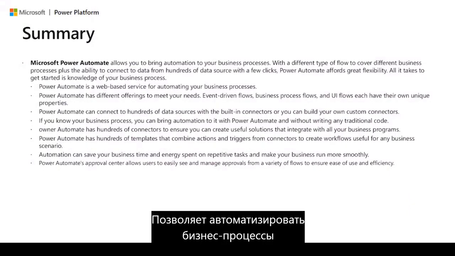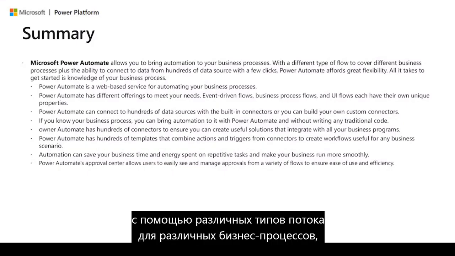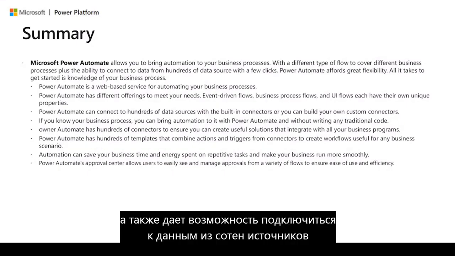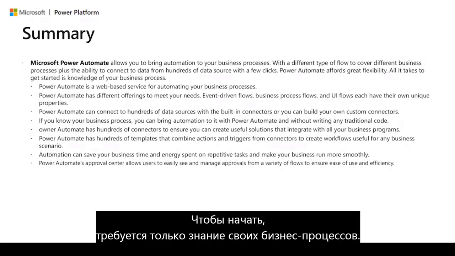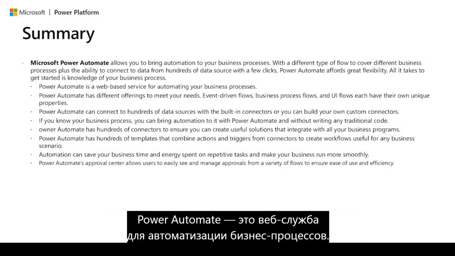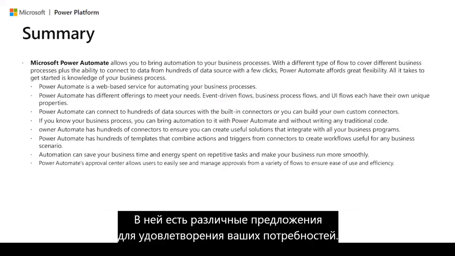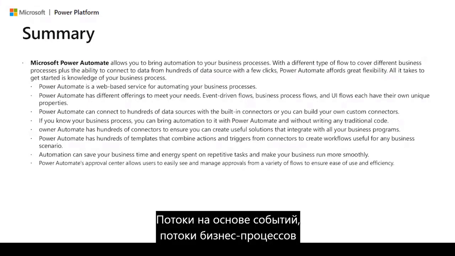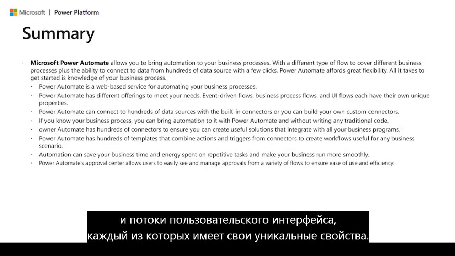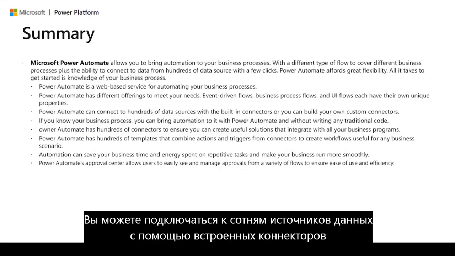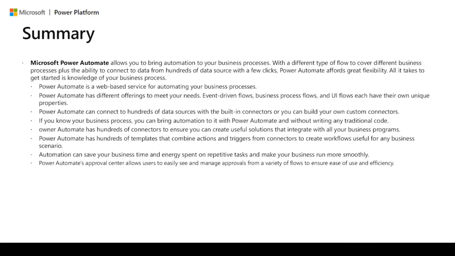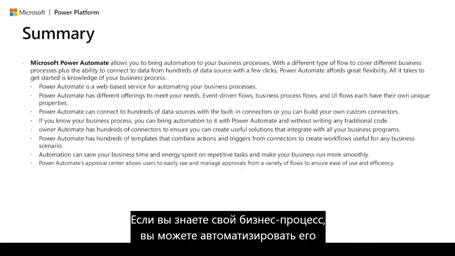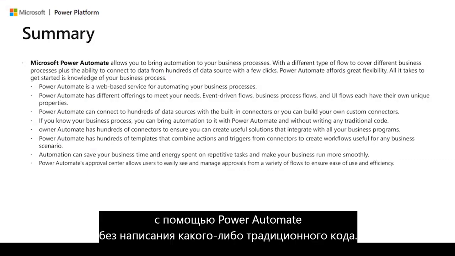So in summary, Power Automate allows us to do many things. It allows you to bring automation to your business processes with a different type of flow to cover different business processes, plus the ability to connect the data from hundreds of data sources with a few clicks. Power Automate affords great flexibility. All it takes to get started is knowledge of your business processes. Power Automate is a web-based service for automating your business processes. It has different offerings to meet your needs. Event-driven flows, business process flows, and UI flows each have their own unique properties. You can connect to hundreds of data sources with the built-in connectors, or you can build your own custom connectors. If you know your business process, you can bring automation to it with Power Automate and without writing any traditional code.